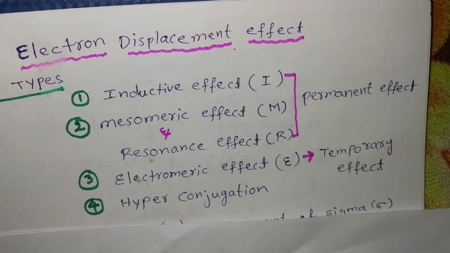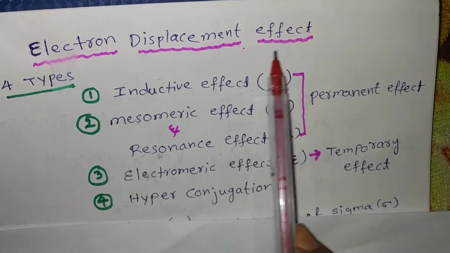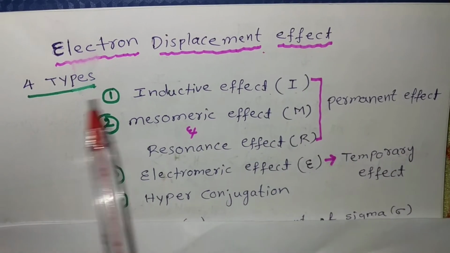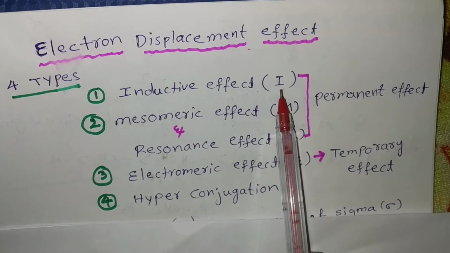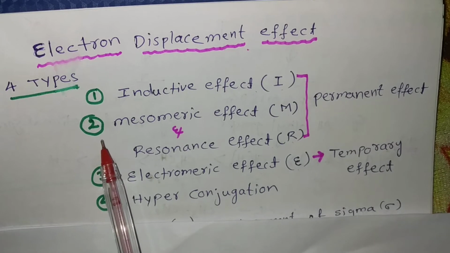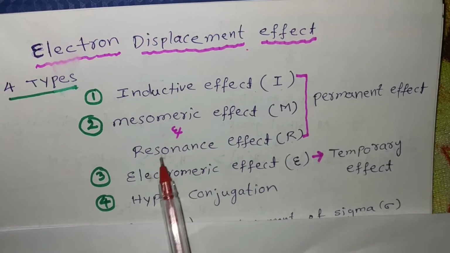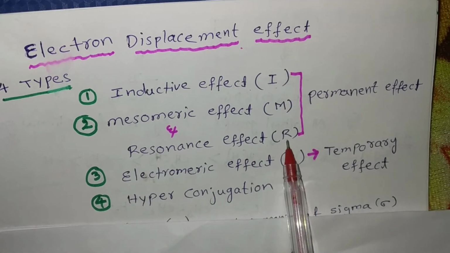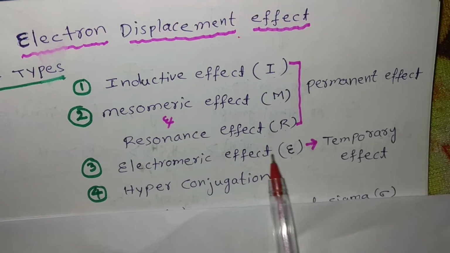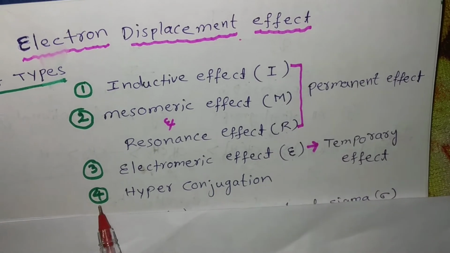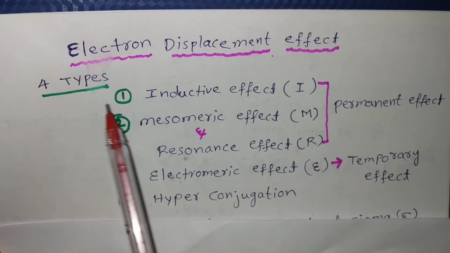Dear friends, now let's discuss the electron displacement effect. There are four types. Number one, inductive effect, represented by I. Second one, mesomeric effect, represented by M, and resonance effect, represented by R. Third one, electromeric effect, represented by E. Fourth one, hyperconjugation. These are the four types.